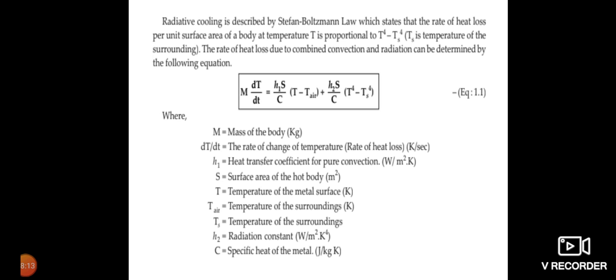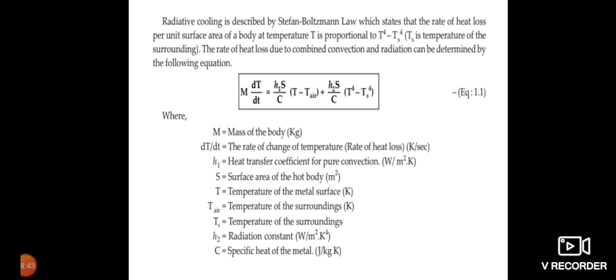M is the mass of the body. Whatever object we are going to take, we will first measure its weight in kg. Then what is dT by dt? It is the rate of change of temperature, meaning how your temperature is decreasing in so much time. You can say 1 degree Celsius is less in 1 minute, or 2 degrees Celsius is less in 1 minute. That we are going to measure.